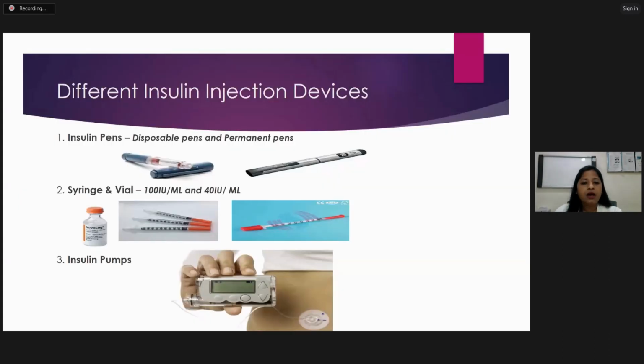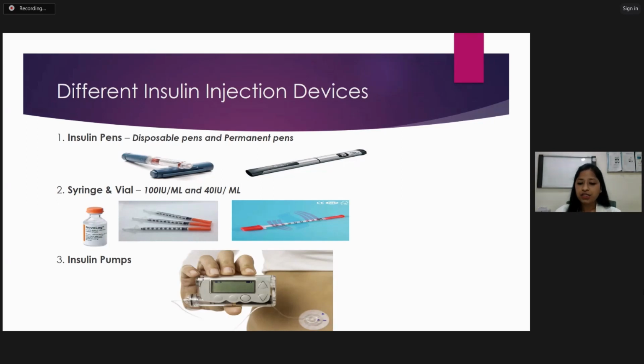Okay, now the different insulin injection devices we have. There are three types of insulin injection devices. First is insulin pens. It can be a permanent pen or a disposable pen. Second, syringe and vial. It comes in two strengths, 100 international units per ml or 40 international units per ml.